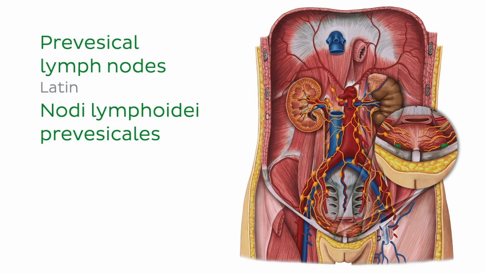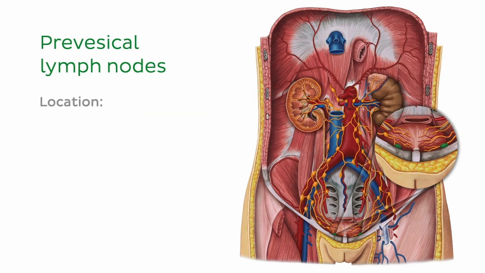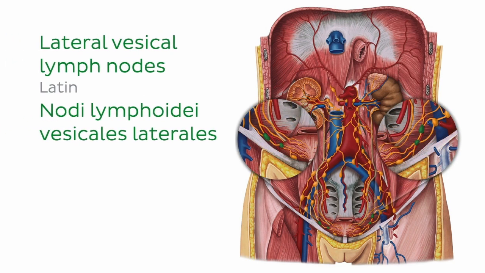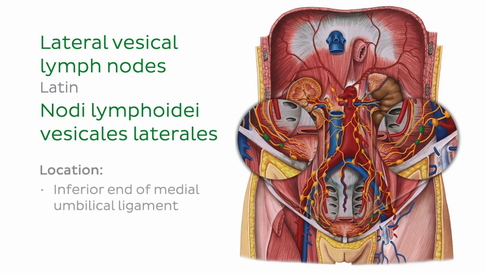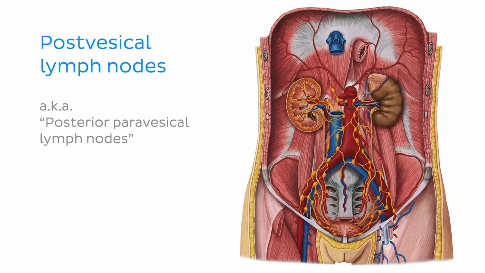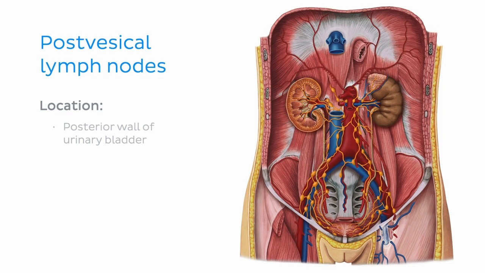The prevesical nodes, also known as the anterior paravesical nodes, are located between the anterior surface of the bladder and pubic symphysis. The lateral vesical nodes are found close to the inferior end of the medial umbilical ligament lateral to the urinary bladder. The postvesical nodes, also known as the posterior paravesical nodes, are not visible in our illustration here. However, as their name suggests, they are located along the posterior wall of the urinary bladder. And that pretty much is as far as we're going to go with our exploration of the pelvic lymph nodes in the context of the pelvic urinary organs.